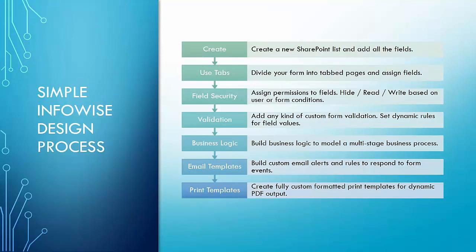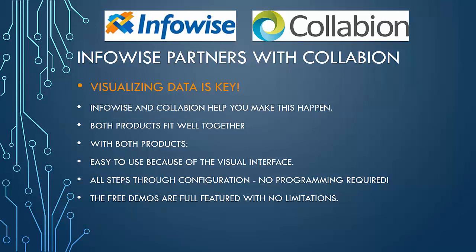Okay, so just briefly I want to talk to you about how you make things with Infowise. It's really easy to do. You basically just go through the steps you see on the screen. Naturally, everything starts with creating your SharePoint list. We do give a tabbed interface in our forms. You have controls for field security, and you can do advanced validation and business logic. It really fits hand in hand with dashboards. We also want to make our email templates look really nice, and we want to be able to have nice, attractive print output, and those capabilities are also included in the Infowise product. So there's a real straightforward process to building solutions.